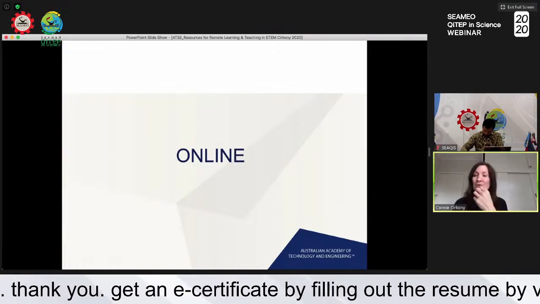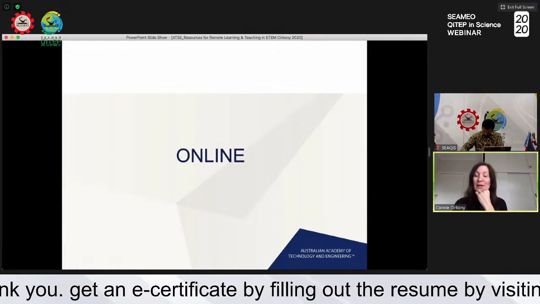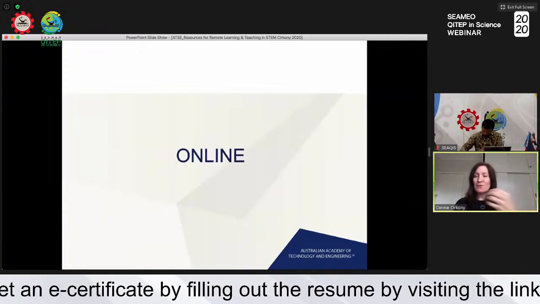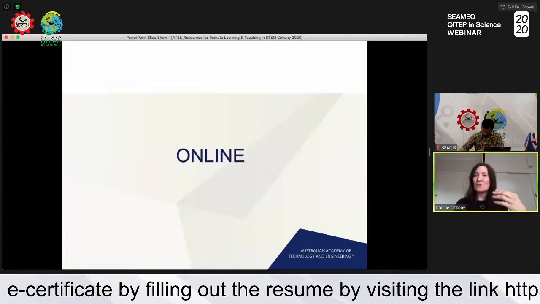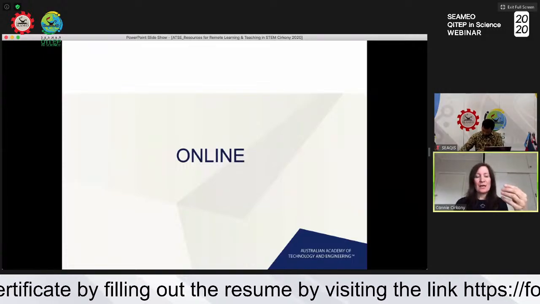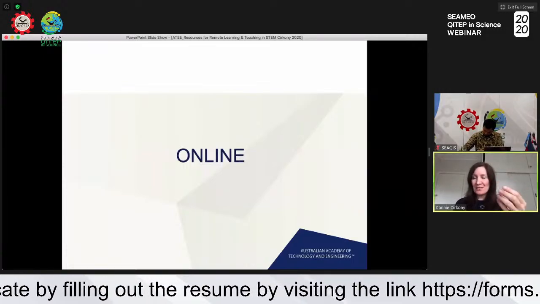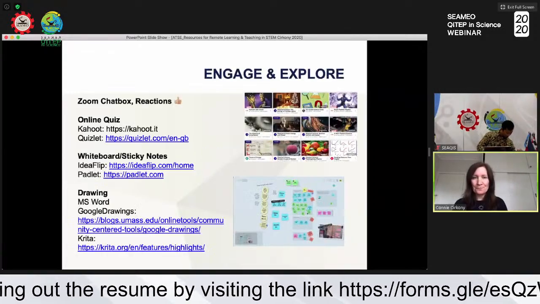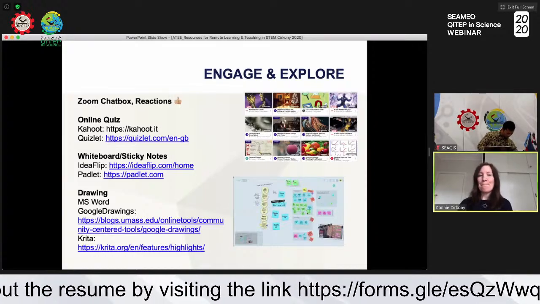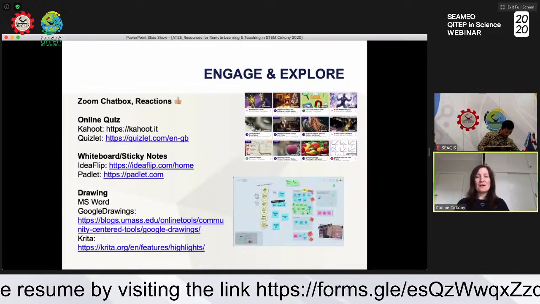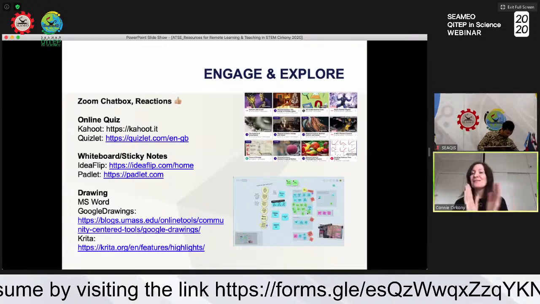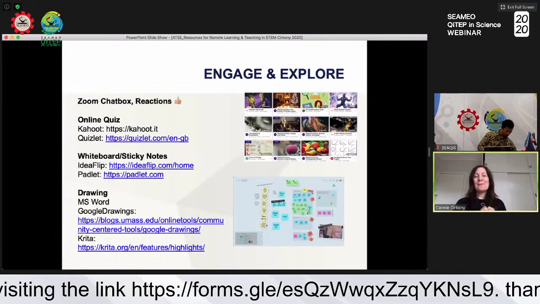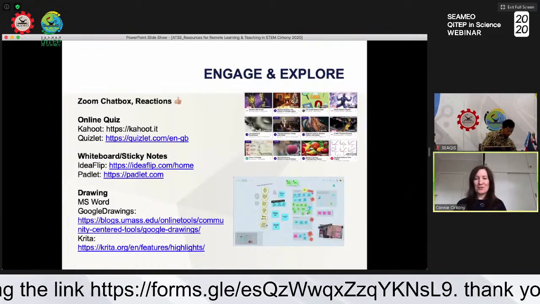And some of them that we use right away, for example, like Microsoft Word, PowerPoint, and Zoom. So even with the resources that we currently have, you can still use these active, conceptual focused and representation based approaches. All right, so let's start with engage and explore. On the left hand side of the slide, I have a bunch of links. Again, I will share this with you in a resource, so please don't worry. And on the right hand, I have just some picture examples.